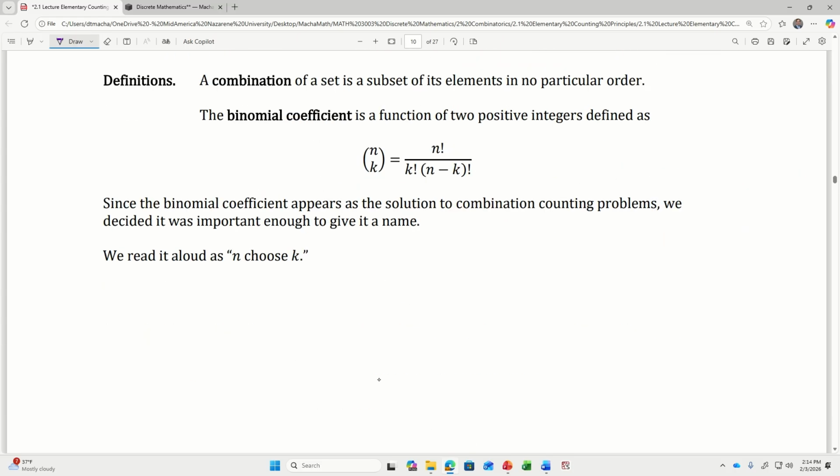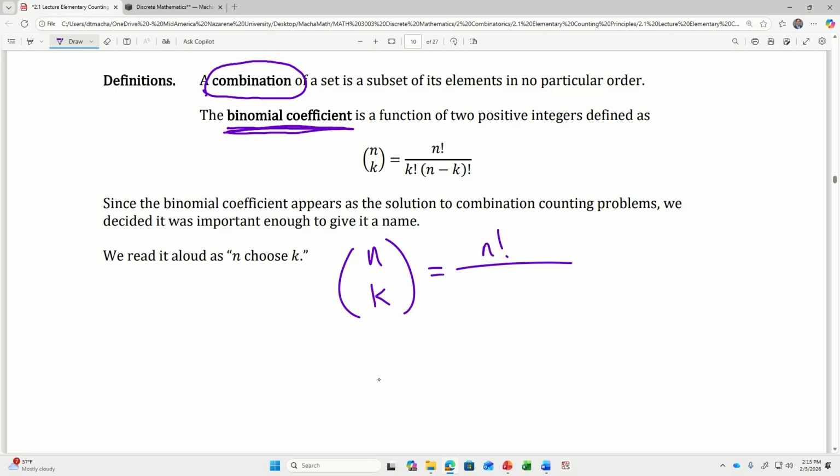So, vocabulary words. Whenever I have a set and I select a subset of its elements, we call this a combination. Choosing 2 out of 5 blocks was a combination of the blocks, and choosing 4 out of 12 golfers is a combination of the golfers. The binomial coefficient is a function of 2 positive integers that will tell us the number of combinations. Whenever I have a binomial coefficient, I write the total number on top and the smaller number on the bottom. The number of elements I want in my subset goes on the bottom. That's k.